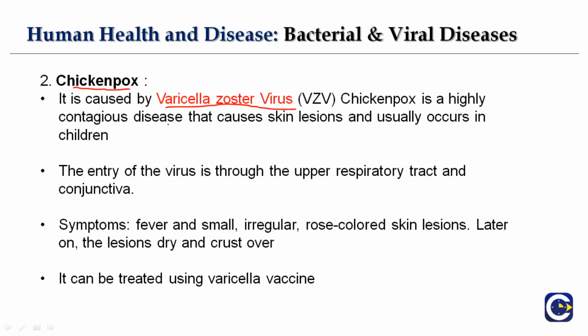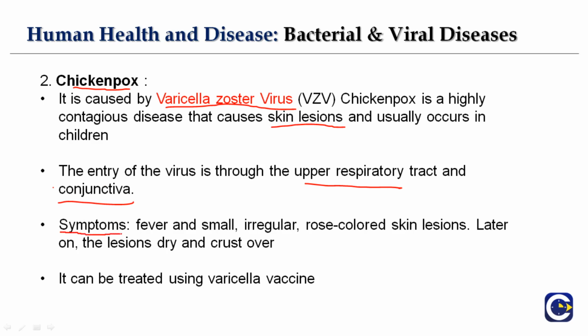Chickenpox is a highly contagious disease that causes skin lesions. When these skin lesions start to rupture, the fluids are very contagious and are easily transmitted from one person to another. And this disease, if you see, is found especially in children. The entry of the virus is through the upper respiratory tract and conjunctiva. Conjunctiva is in association with your eyes.